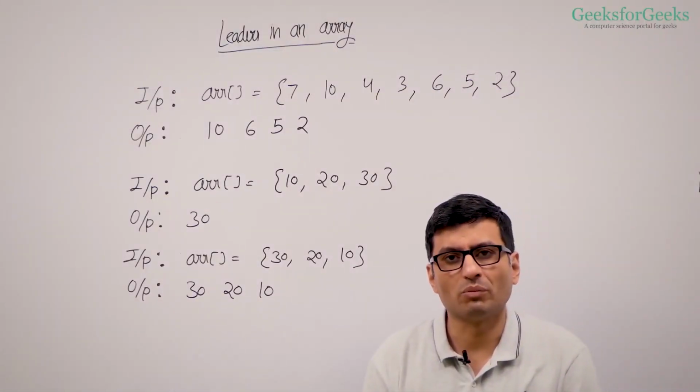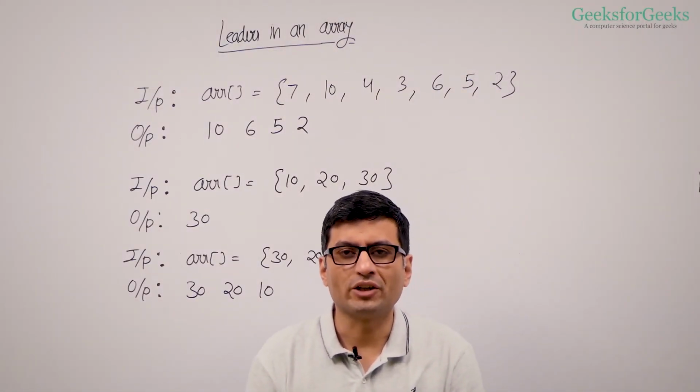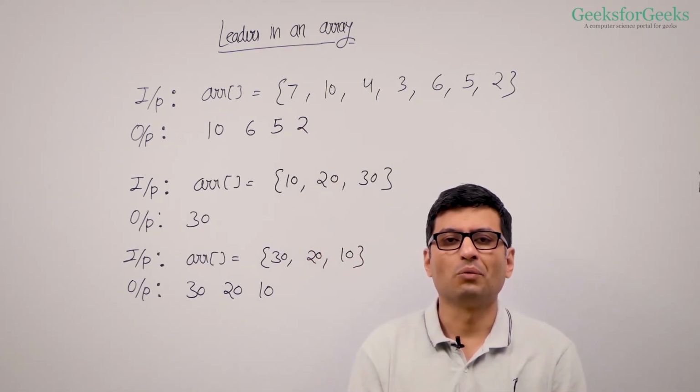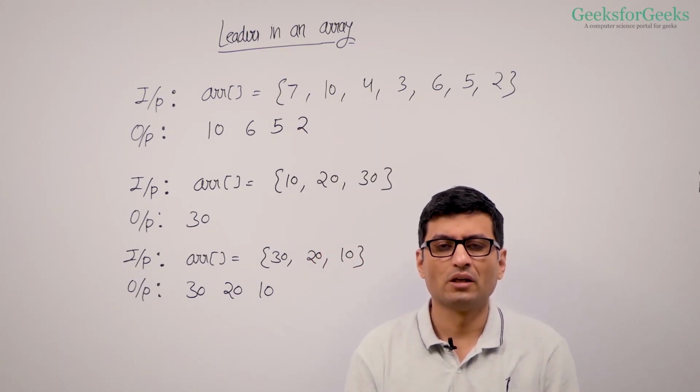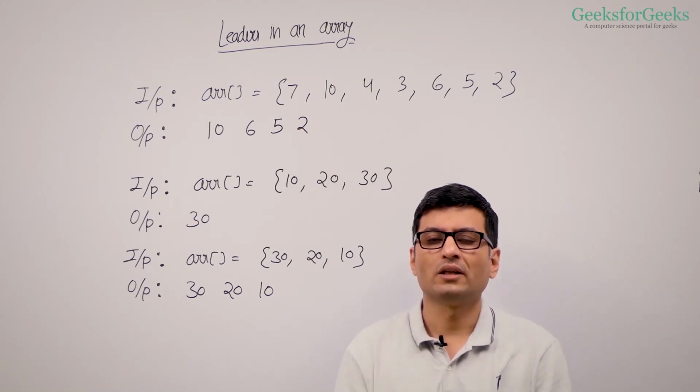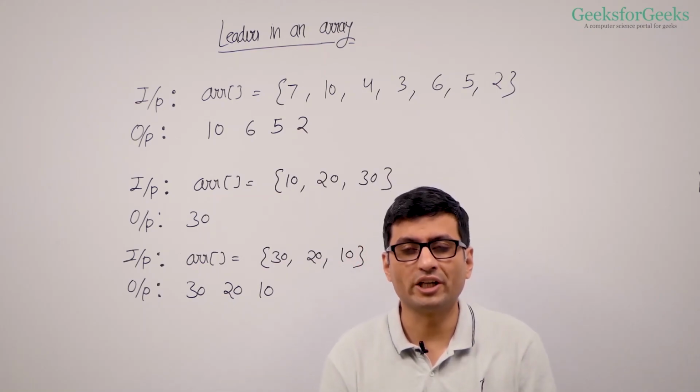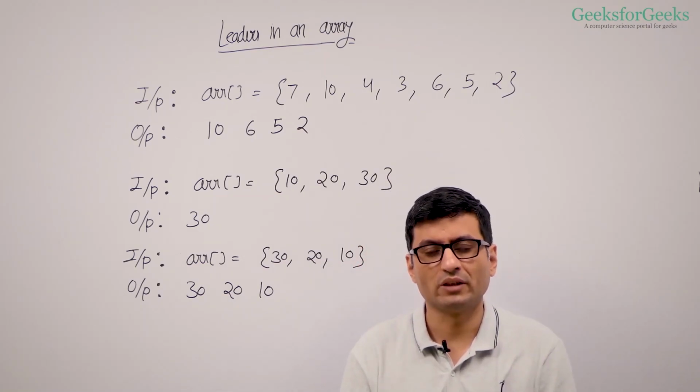Let us talk about this problem. We are given an array of integers. The array may be sorted or unsorted. We need to print leaders in it. Now, what is a leader in an array? An element is called a leader if there is nothing which is greater than this element on the right of it.